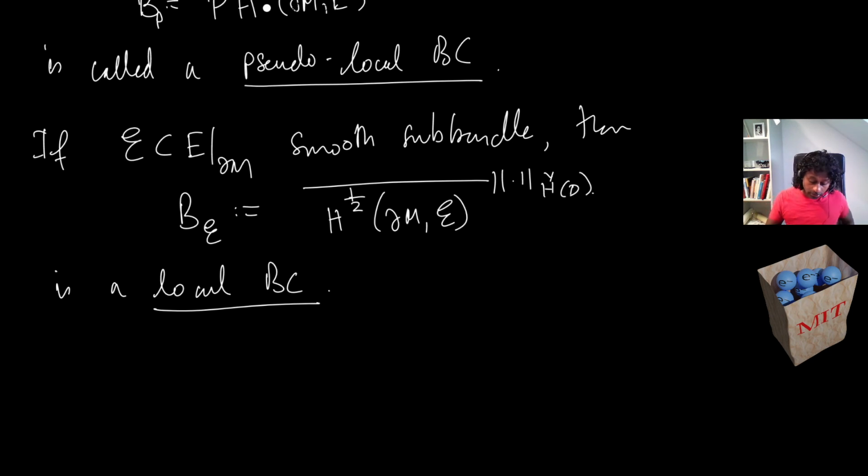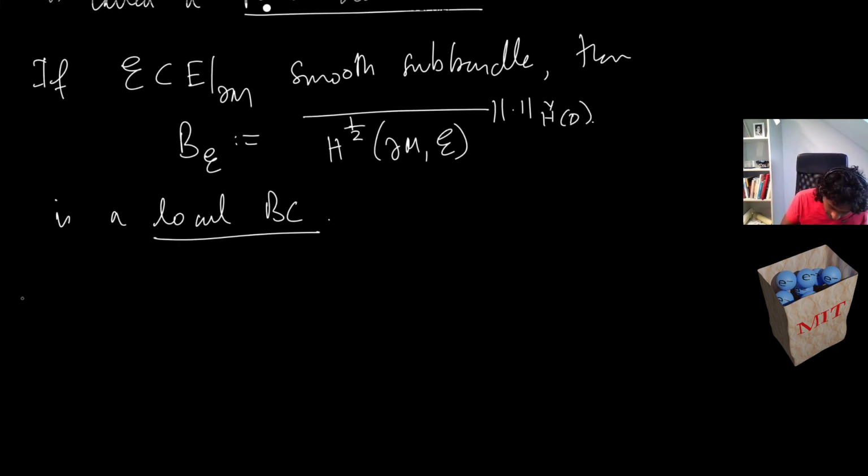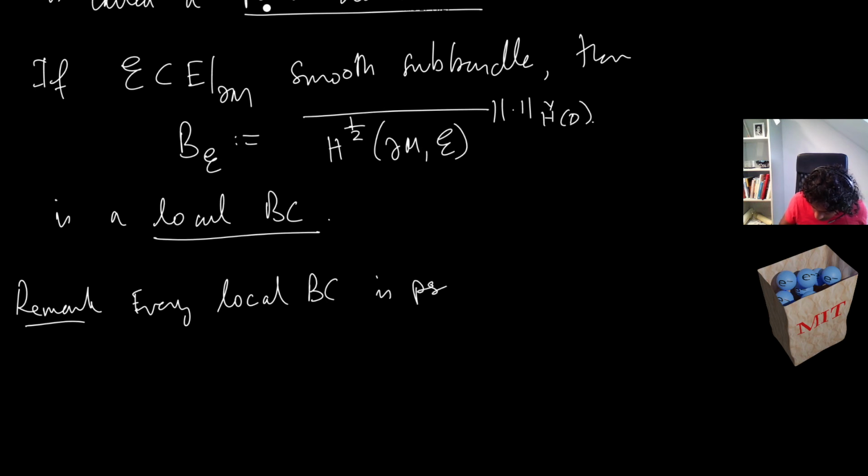But that's not necessarily going to be true for a pseudo-local boundary condition, right? If you choose a spectral projector, there's no telling that we're actually going to end up back in the spectral subspace. So local boundary conditions are very nice, but let me also remark, every local BC is pseudo-local. The existence of this smooth subbundle means that we have a fiber-wise projector, and that will give us a pseudo-differential projector of order 0.